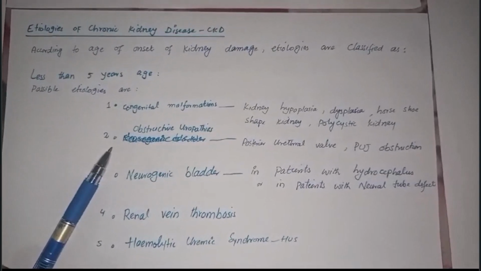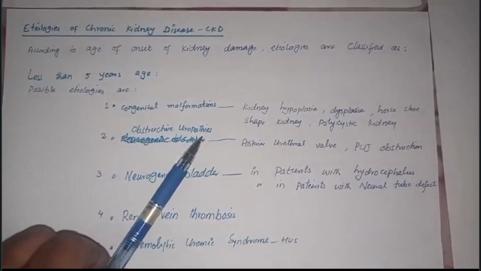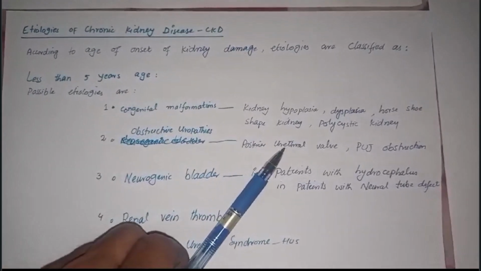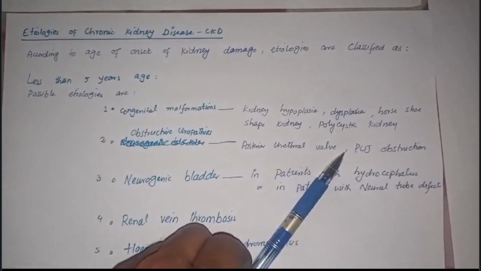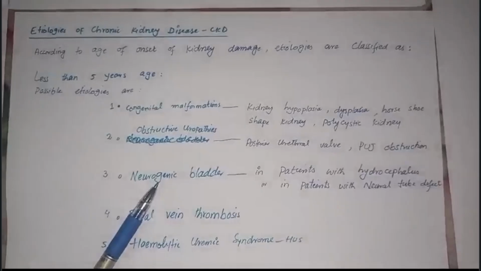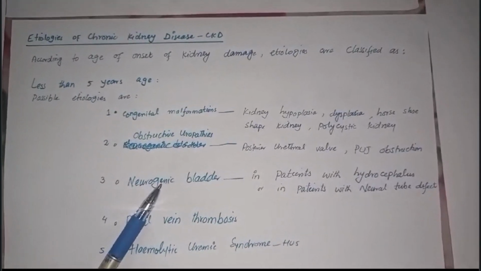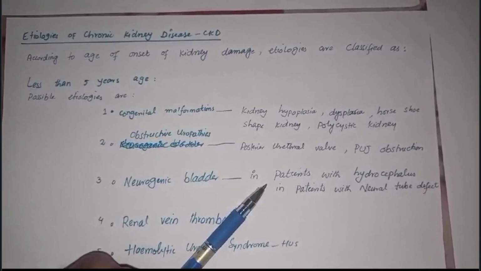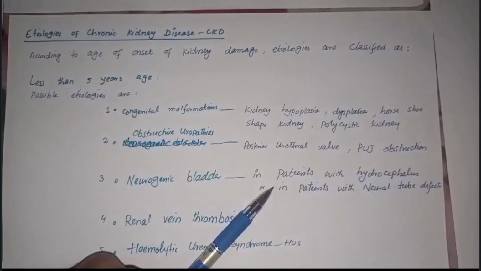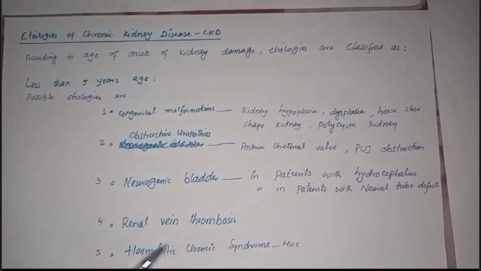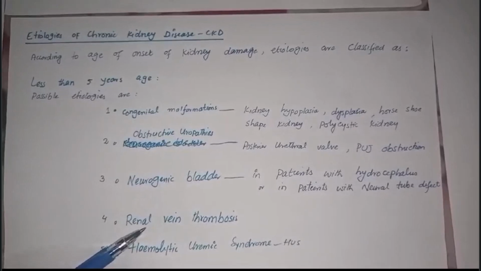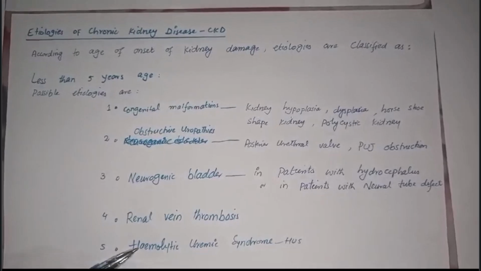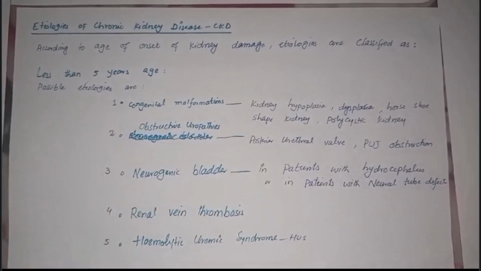The second possible etiology is obstructive uropathies, like in posterior urethral valve or PUJ obstruction, where the patient usually develops CKD. The third possible etiology is neurogenic bladder. This neurogenic bladder is usually present in hydrocephalus or in patients with neural tube defects. The fourth possible etiology is renal vein thrombosis, and the fifth one is HUS, hemolytic uremic syndrome.